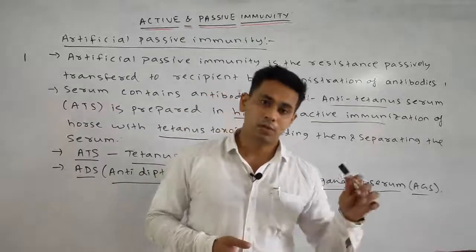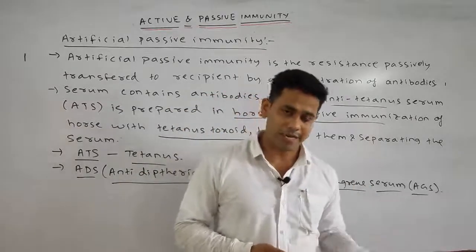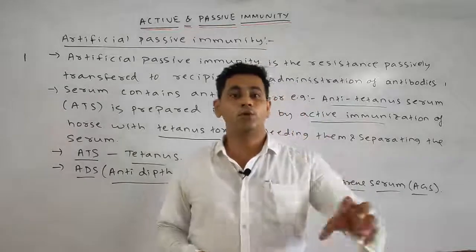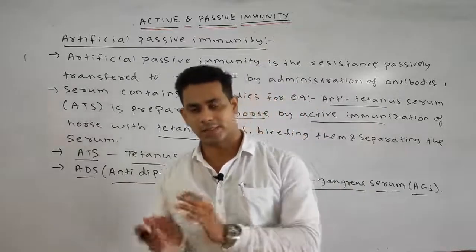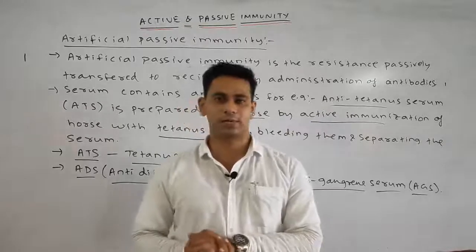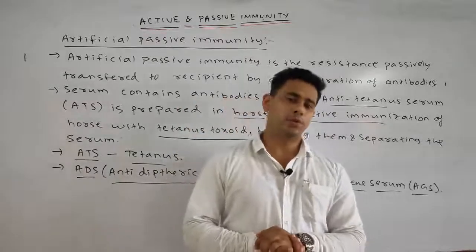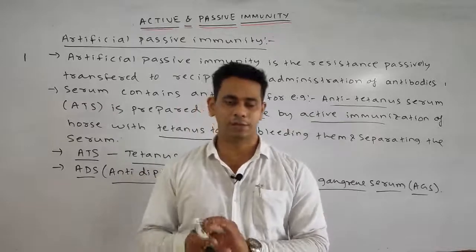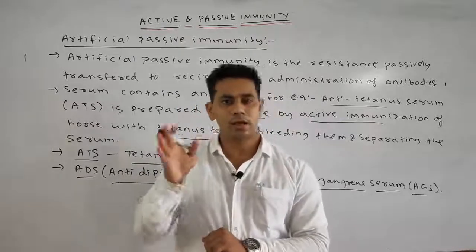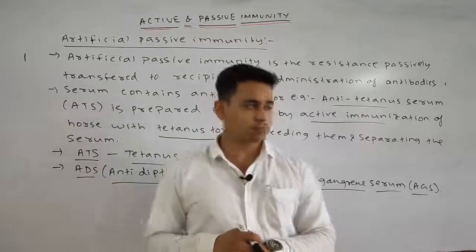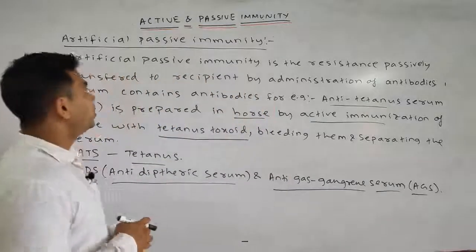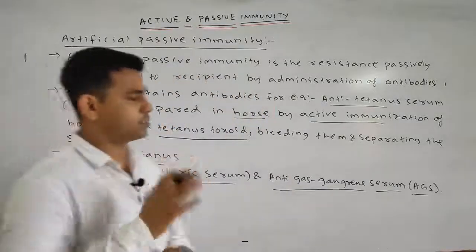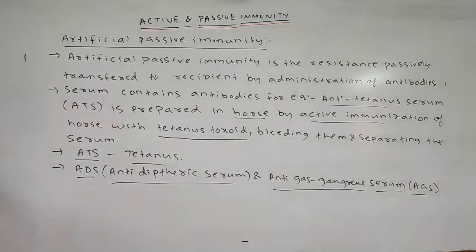Active immunity is more effective, but passive immunity is less effective. In that manner, you can write 4 to 5 important points for your 3.5 marks question on the difference between active immunity and passive immunity. So this is all about artificial passive immunity. Please note it down.